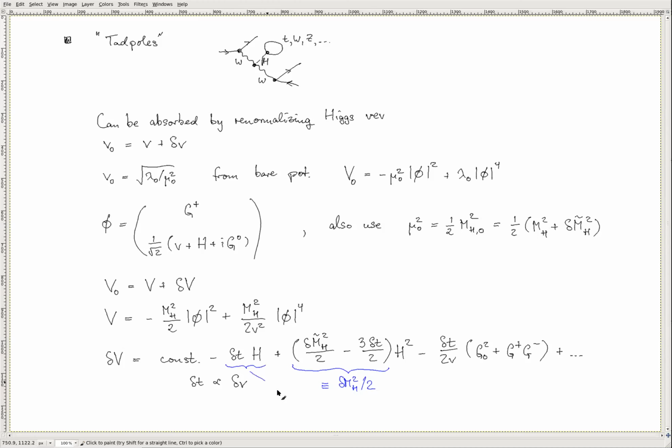Then this term over here is really the interesting part. So this is a term with just one Higgs field that doesn't exist in the standard model a priori. So it makes a new Feynman rule.